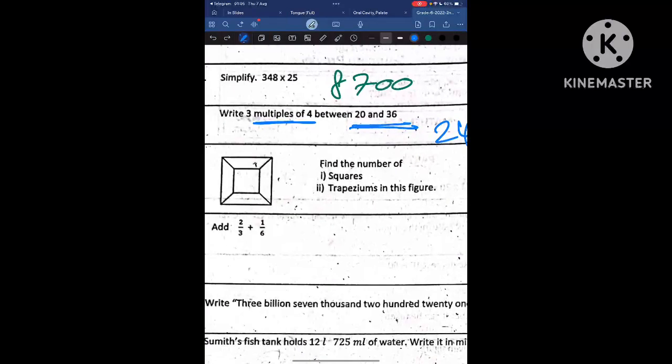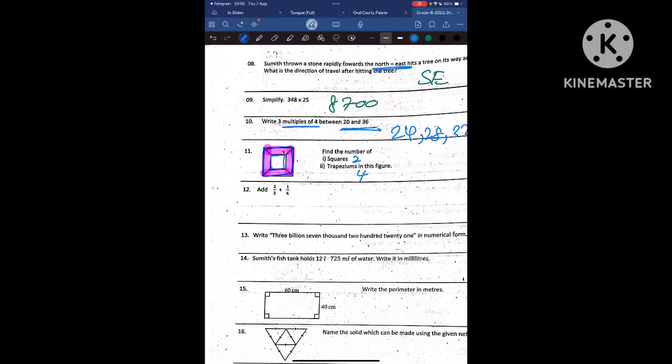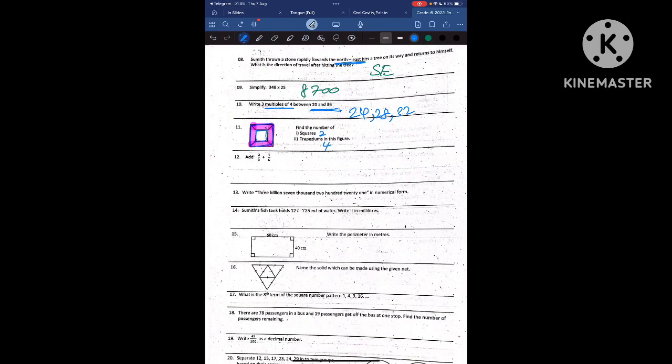So find number of squares. Squares 1, 2. If there are any other mistakes, you can let me know. But for now, I just see 2 squares only. Trapeziums are, this is 1, 2, 3, 4. Add 2/3 and 1/6. See how to add that.